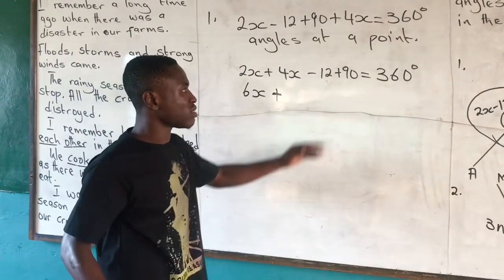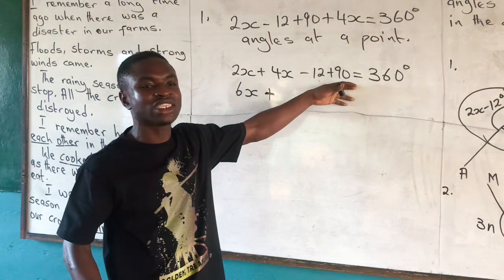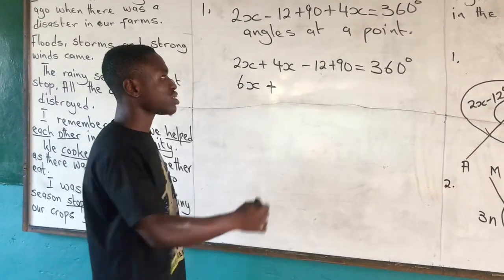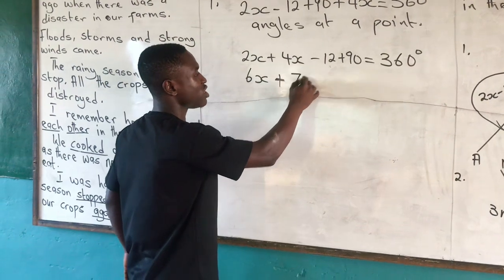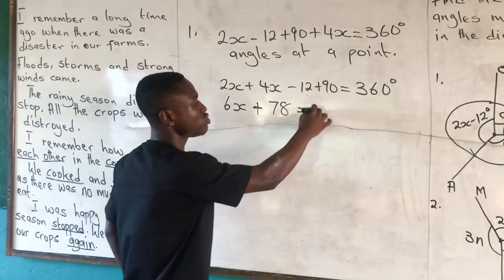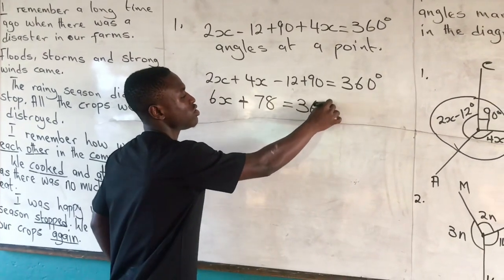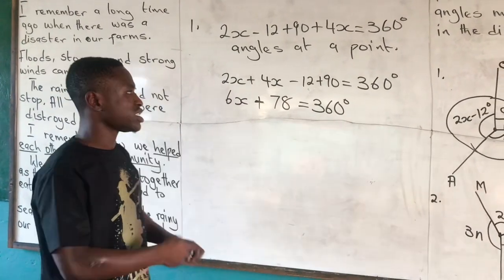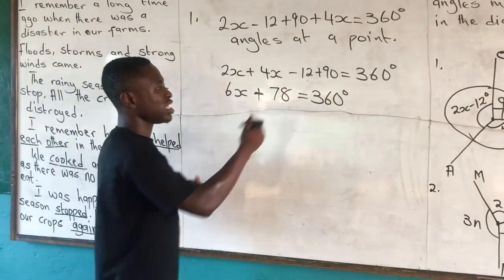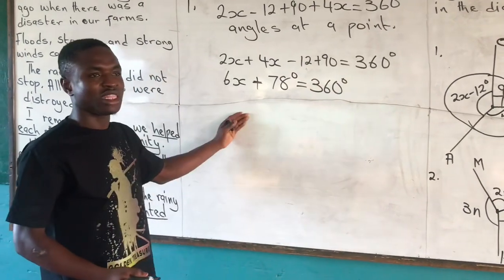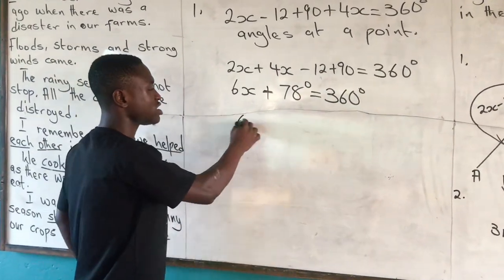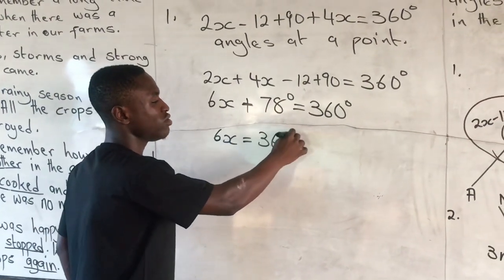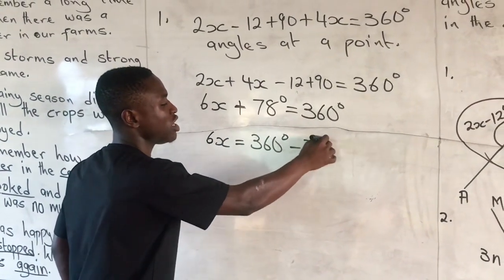plus. Now when we subtract 2 from 90, we get 88, and then we subtract 10 from 88 to get 78. So we have 6x plus 78, and this is equal to 360 degrees. Our next step is to group like terms, which is numbers will go to one side and variables will be maintained at the other side. So we are going to have 6x is equal to 360 degrees minus 78 degrees.